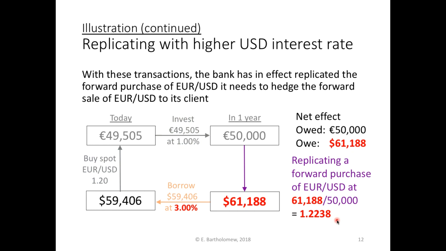Now, the second case where we assume the borrowing was at 3%, we see in that case, they end up owing 61,188 instead of the 65.94. So the 61,188 that they owe is to buy 50,000 euros, and that implies a forward rate of 1.2238, which is more than the rate they gave to the client. So effectively, they sold euros to their client at 1.22, and then they've synthetically bought those euros using these three transactions at a higher price, 1.2238. So clearly, they would have mispriced the forward rate they offered to their client.